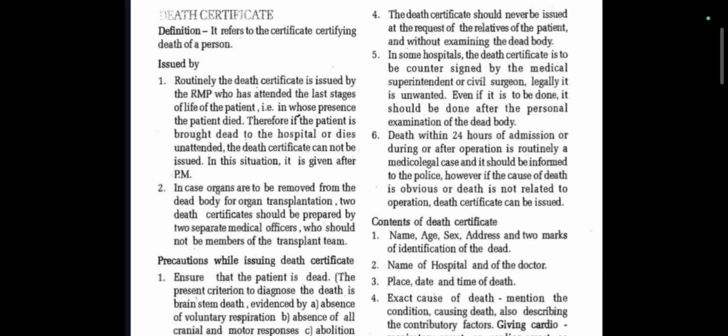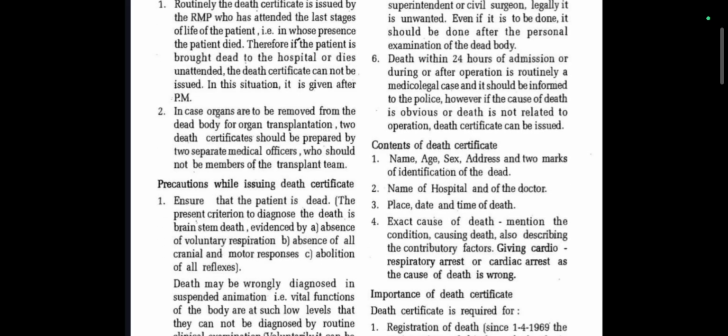What is a death certificate? It refers to the certificate certifying the death of a person. Now what are the precautions? Every certificate has certain precautions. So while writing answers, try to elaborate what that certificate means. Try to define the certificate in simple words, in your words.